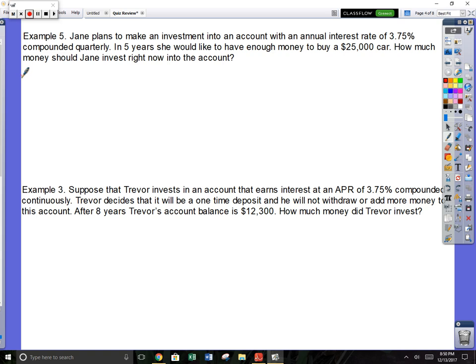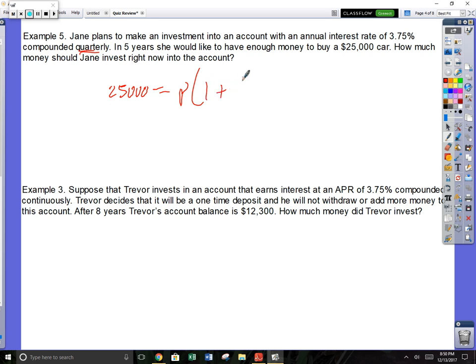Okay, example 5. Jane plans to make an investment into an account. APR of 3.75%. It's going to compound quarterly. In 5 years, she'd like to have enough money to buy a car for 25 grand. So how much should she invest right now into the bank? So that's the P. So I know the A is 25 grand. We're not sure what the P is, but it is a compound. We're compounding quarterly, so I'm going to use my compound formula.